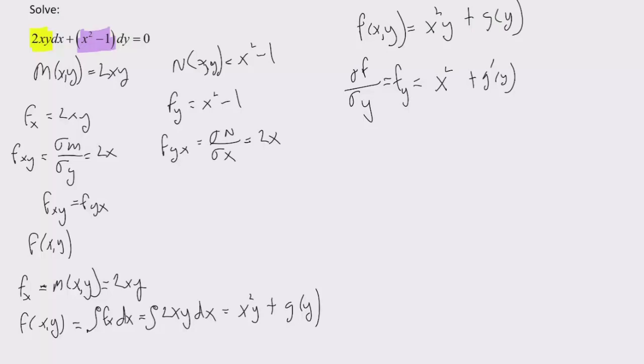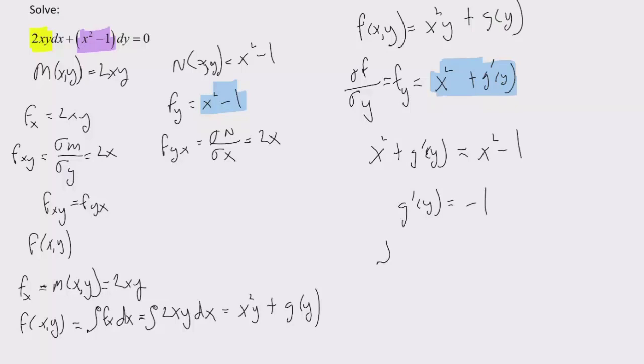Okay, so how do I know what g prime of y is? Well, go back to our partial with respect to y, that n function that we had initially. Those two should match each other. So x squared plus g prime of y is equivalent to x squared minus 1. And so that tells me that g prime of y is equal to negative 1. So if I integrate that, let's just integrate negative 1 dy, I get negative y.